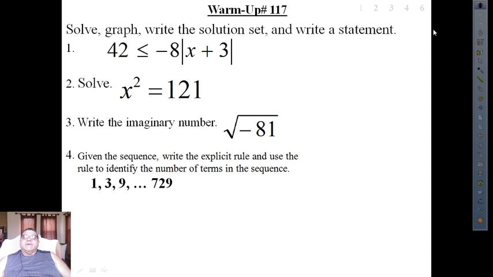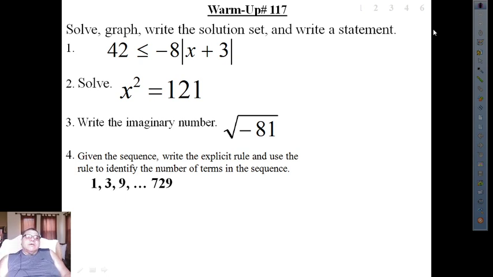And today's warm-up is 117. It reads, number 1, solve, graph, write the solution set and write a statement for number 1, which is 42 is less than or equal to negative 8 times the absolute value of x plus 3.